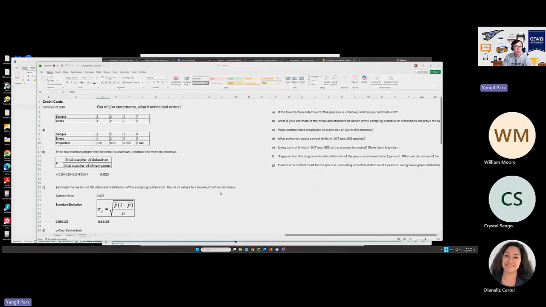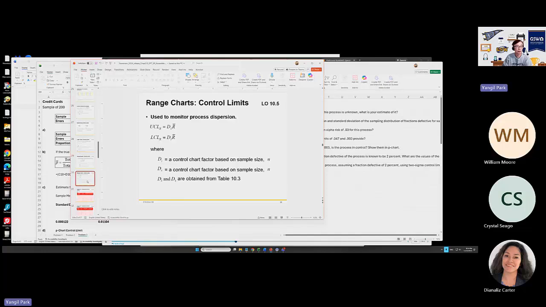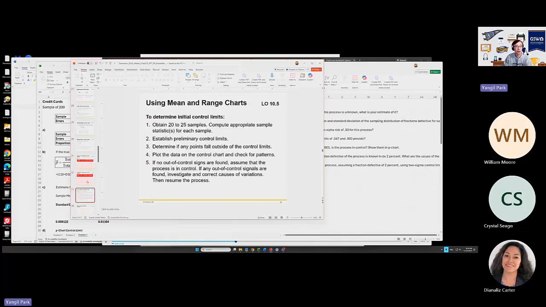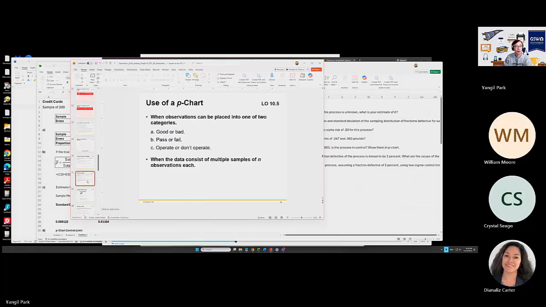Again, this time they're using another type of formula set, what they call a P-chart. There you go, that's from the textbook. Use a P-chart when observations are in two different categories, a kind of binary status, good or bad, pass or fail, operate or don't operate. Then we tend to use a P-chart to plot them, right?